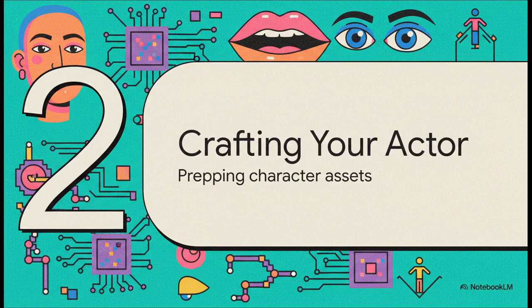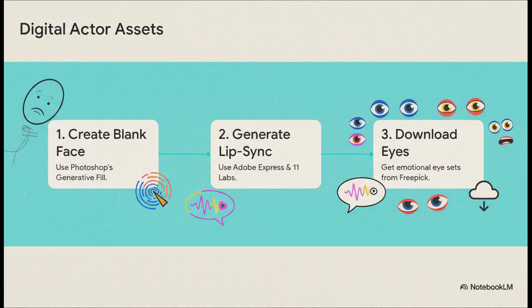Okay, on to Section 2. Now we're going to start crafting our digital actor. You can kind of think of this like gathering all your ingredients before you start cooking, you know? We need the face, the mouth for the lip sync, and of course the eyes for all that great expression. And it really just boils down to these 3 simple steps. First, we're going to create a blank slate by getting rid of the face on our character for now. Second, we'll generate the talking animation. And third, we'll grab some expressive eyes to really bring him to life.